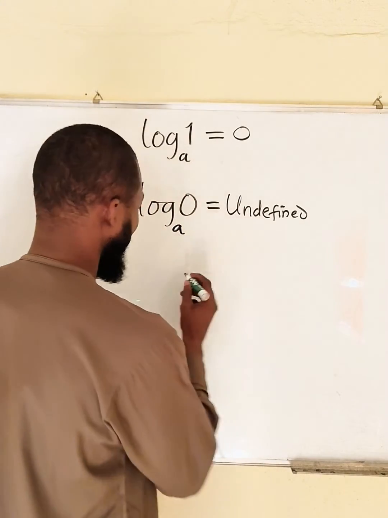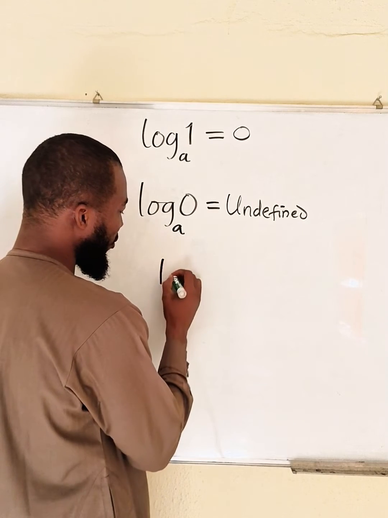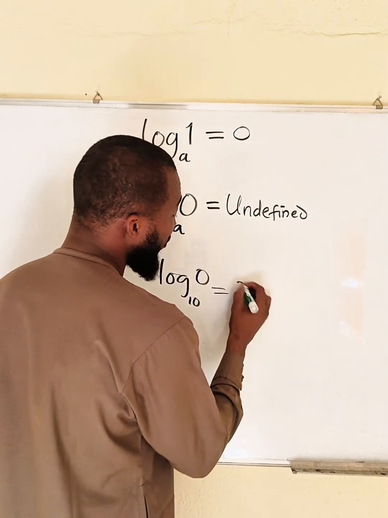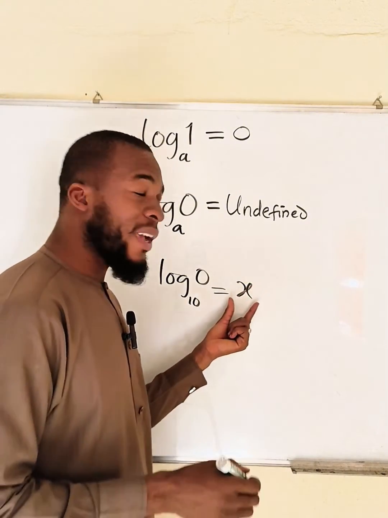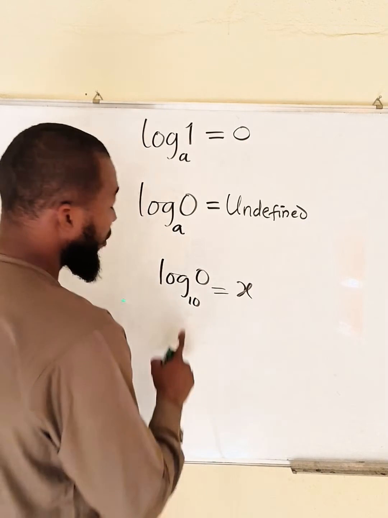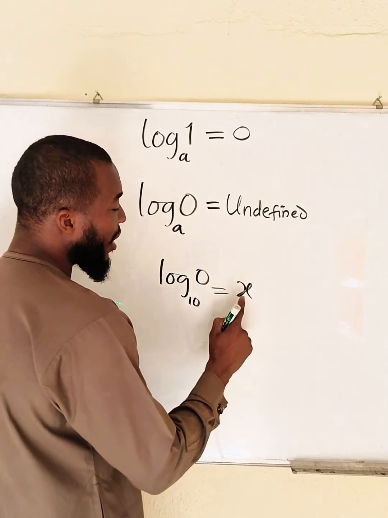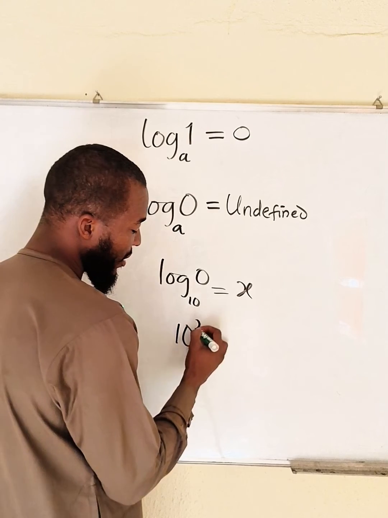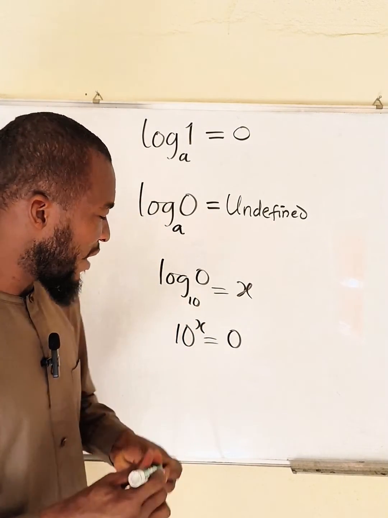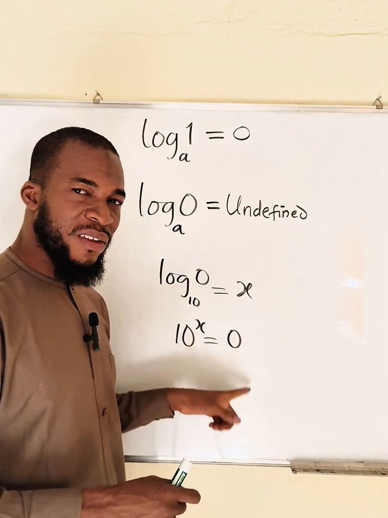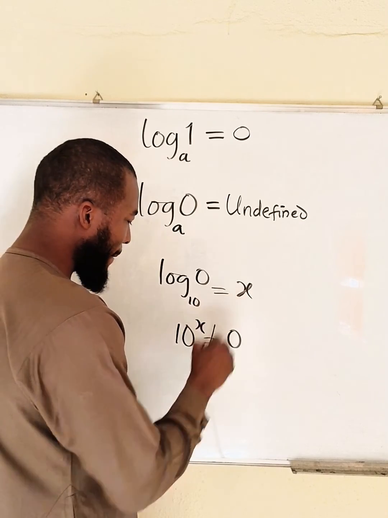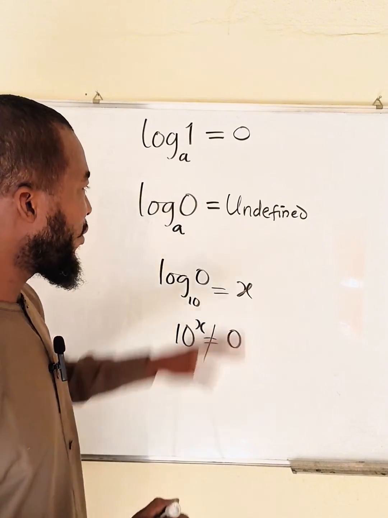Let's assume that this is in base 10. For example, log of 0 in base 10. Let's assume that it is equal to x. So whatever the value of x is, shall be what? The log of 0. So according to definition, 10 to the power of x must be equal to 0. Do you think there's any number you can raise onto 10 to get 0? Never. So this is not possible. Never true. Therefore, it is undefined.